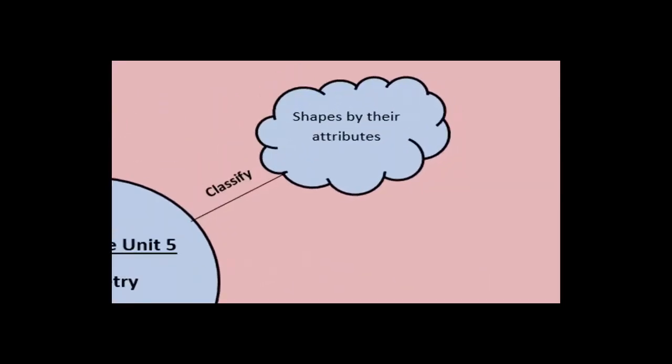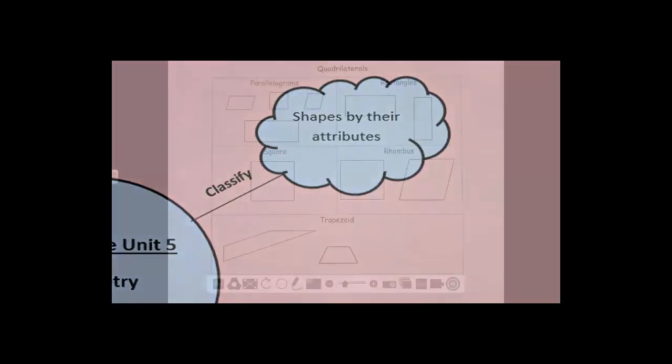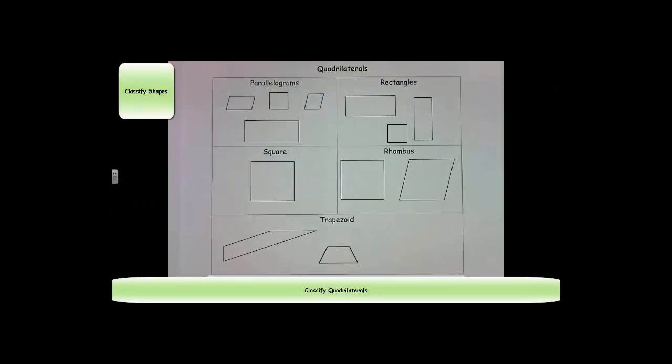We're going to start by looking at how 3rd graders classify shapes by their attributes. 3rd grade students will describe, analyze, and compare properties of two-dimensional shapes. They compare and classify shapes by their sides and angles, and connect these with the definitions of shapes.